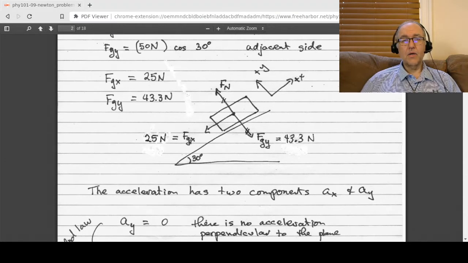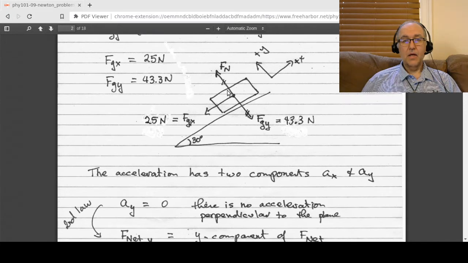I didn't do it here, but when I solve these problems, especially during the tutorials, I'll go back here and say, okay, Fn is equal to 43.3. As I solve each of the components, I'll go back and put those numbers into the diagram. So we now know that F normal is 43.3, and now we can actually get an F net. Why? Because we know that those two forces have to cancel.